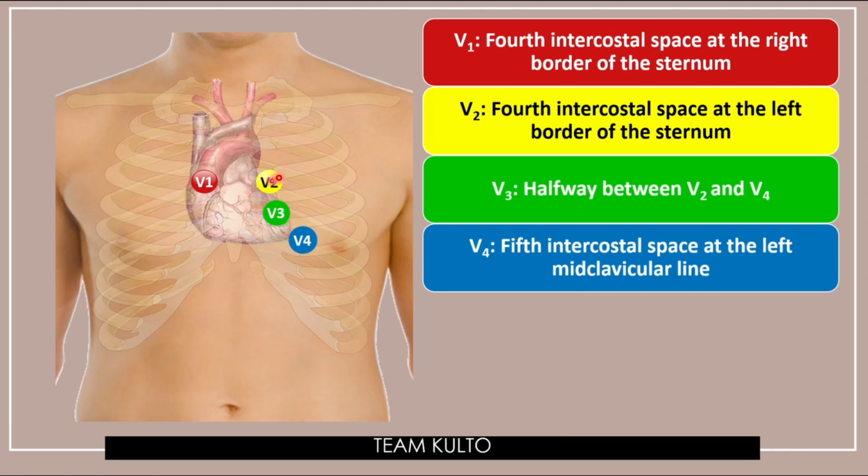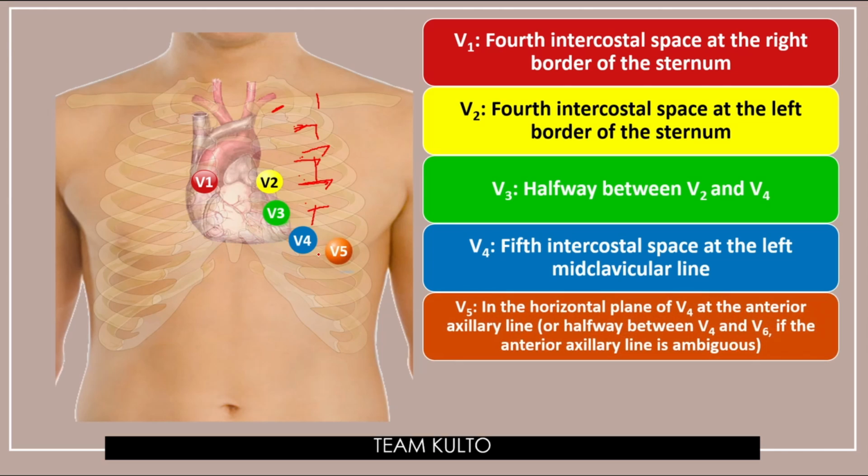Again, V1, V2. Pag nakabit mo na yung V2, hanapin mo yung fifth intercostal space at the left mid-clavicular line. Same side. Mid-clavicular. Palitan ko nga ito. Pen. Mid-clavicular. Ito siya. Ayan, mid-clavicular. Diba mas madali? Proceed na tayo.